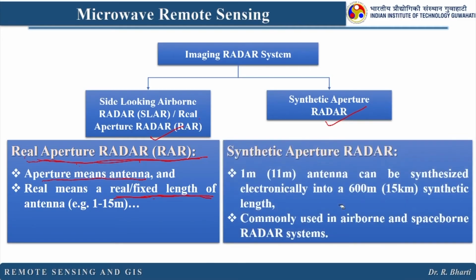In the next category, we have SAR, right. In SAR, basically what happens is that a 1 meter antenna can be synthesized electronically into a 600 meter synthetic length. So, here we have used fixed length, there we are using synthetic length, which is synthesized in multiples of the real value, and it is commonly used in airborne and spaceborne radar systems. This is more popular because you do not have to make big antennas; only mathematically or electronically you synthesize the length of the antenna into more, right.